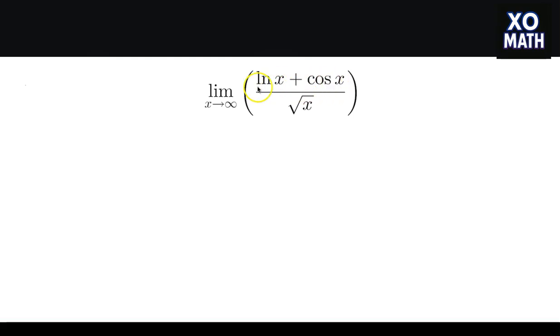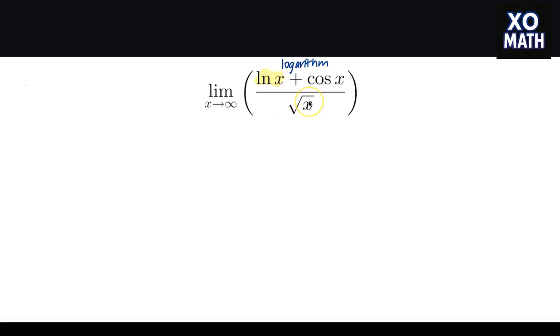So between these two terms, which one dominates? Well, the logarithm does. Natural log of x is heading towards infinity. We know it's getting there slowly, but it's still heading towards infinity as x values are heading towards infinity, whereas cosine is just bouncing back and forth between -1 and 1. So the top is dominated by a logarithm.